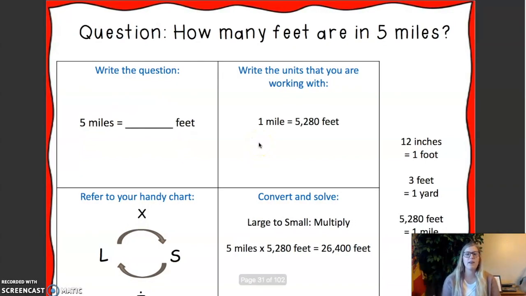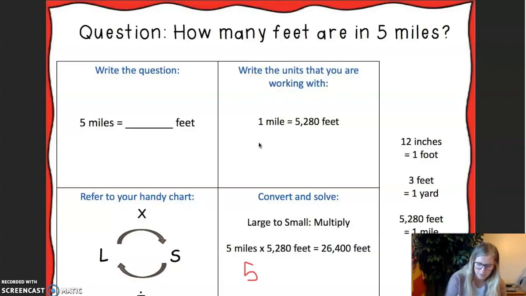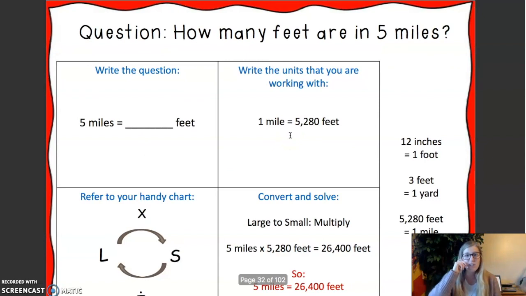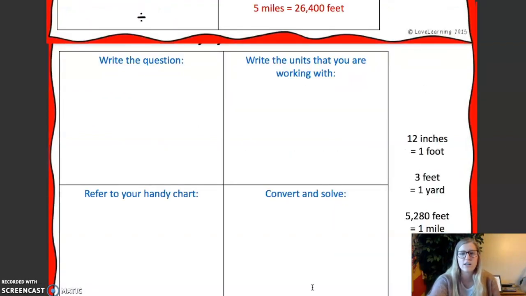So 5 times 5,280 feet would equal 26,400 feet. Okay, so to do that, we just multiplied the amount of feet that are in 1 mile by how many miles we had, just like that. Question, how many feet are in 5 miles? 5 miles equals 26,400 feet.